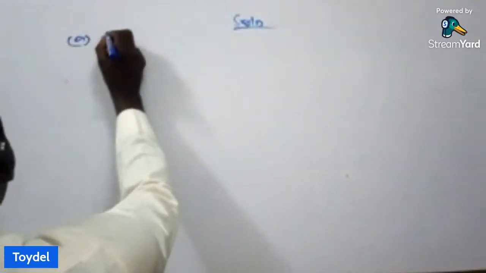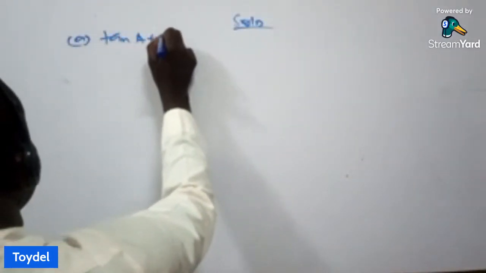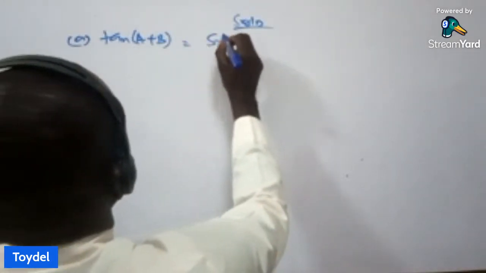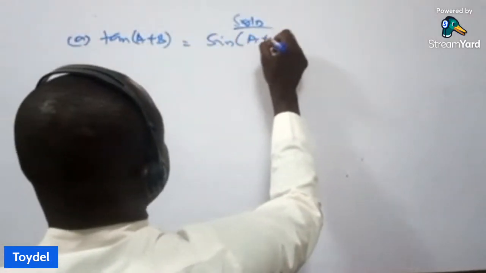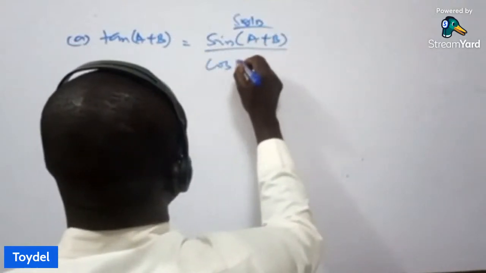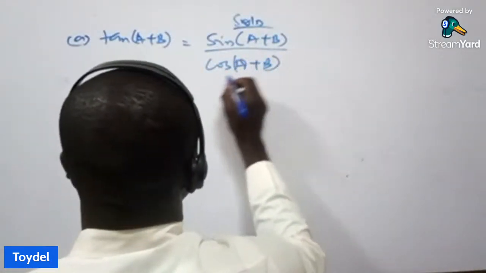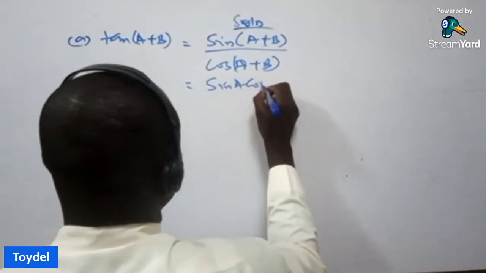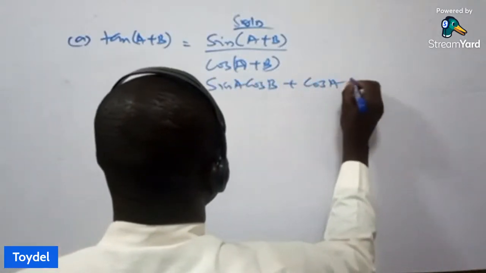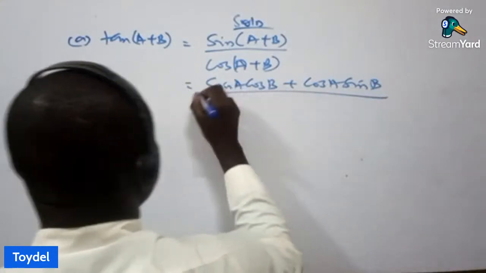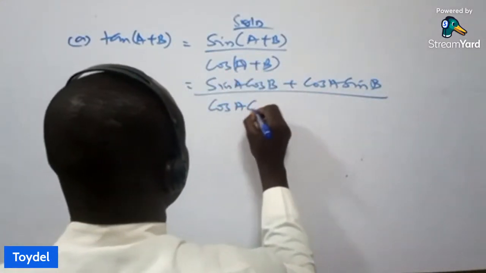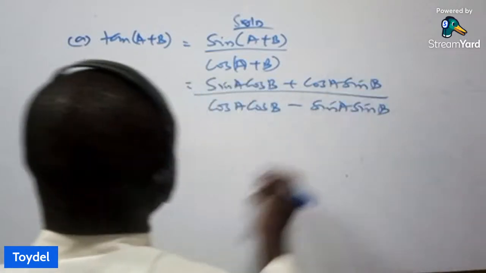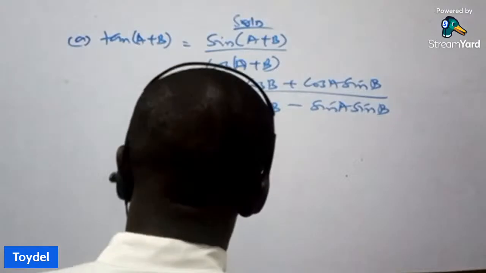The first one, we have to show that tan (A plus B). What is tan (A plus B)? Tan is equal to sine all over cos. It will be sine (A plus B) all over cos (A plus B). And sine (A plus B) is sine A cos B plus cos A sine B, all over cos (A plus B), which is cos A cos B minus sine A sine B. So we are given all this.